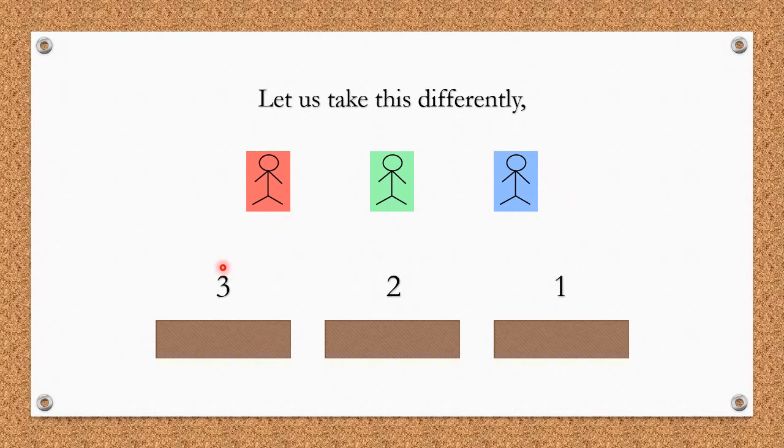So for the first seat, available options are 3. For the second seat, it is 2. And for the third seat, it is 1. If I multiply these 3 values, I get the answer 6. Wasn't 6 the total number of possible arrangements of these three friends?